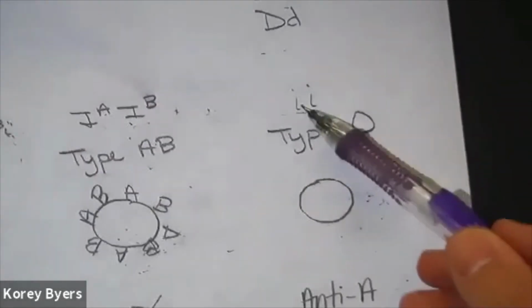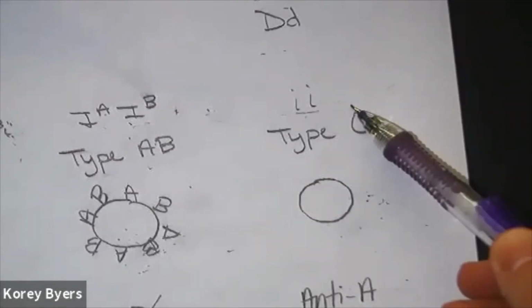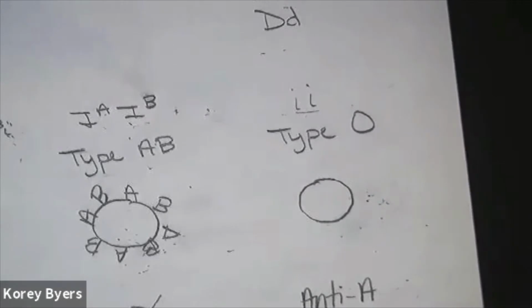Type O, however, is homozygous recessive. You don't make either protein.